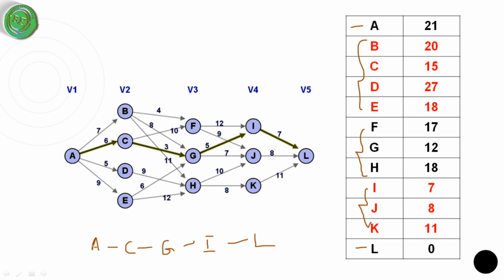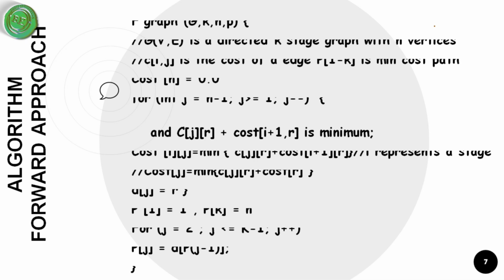So the cost from a to c, c to g, g to I and I to L is the minimum cost, which is the shortest path. So the overall cost of the shortest path is equal to 21. So the cost of a is equal to 21. So this value represents the cost of the particular shortest path. Now let us discuss the algorithm for the forward approach.